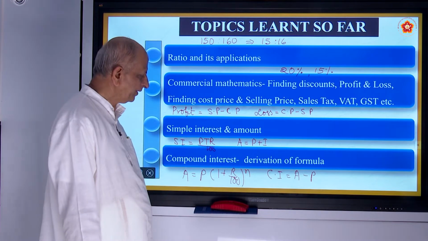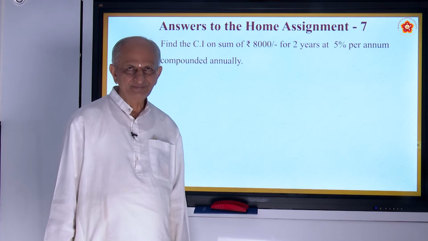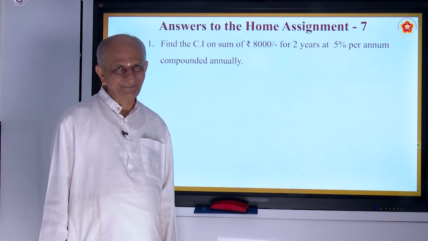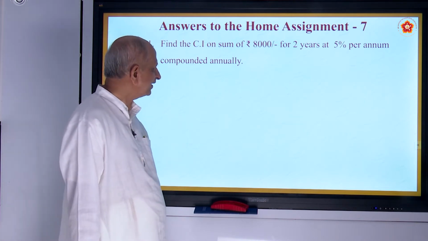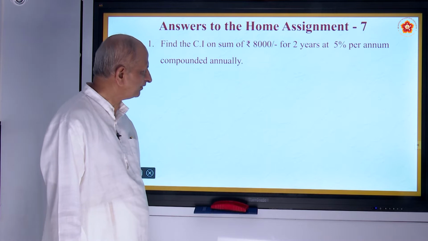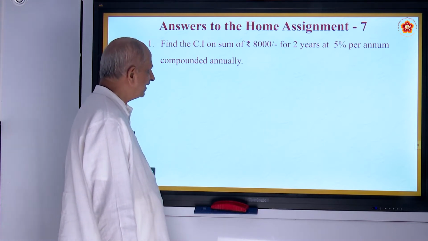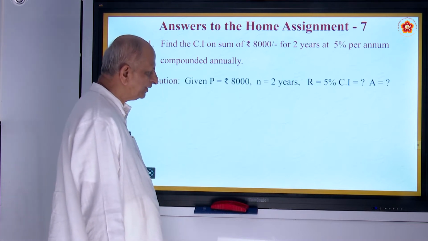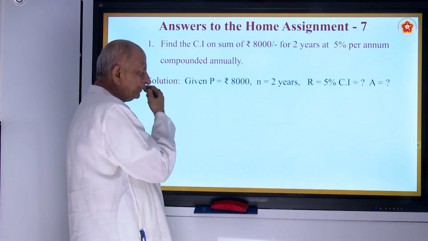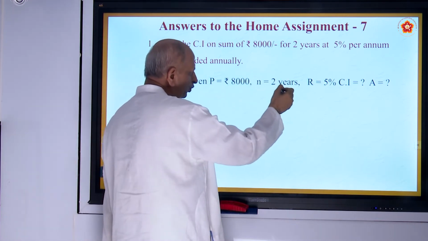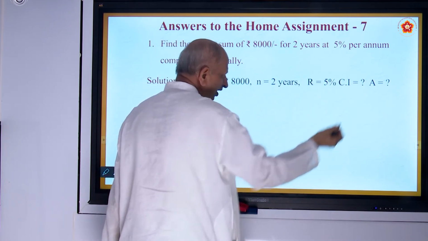Shall we see the home assignment? How many have done it? Most of you have done it. Very simple question, no? Okay. Find the CI, compound interest, on a sum of rupees 8,000 for 2 years at 5% per annum compounded annually. So, what is given? Principal P is 8,000 rupees, number of years n is 2, rate of interest r is 5%. CI how much, A how much.